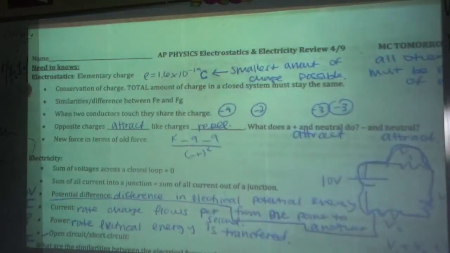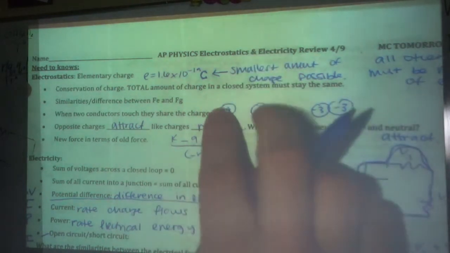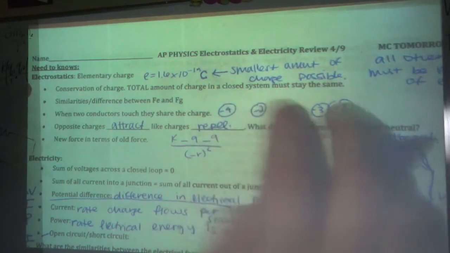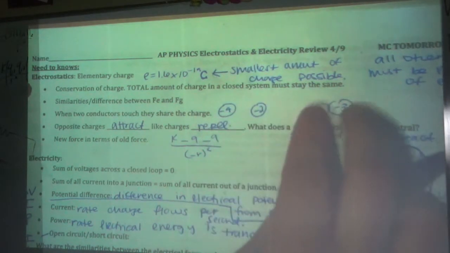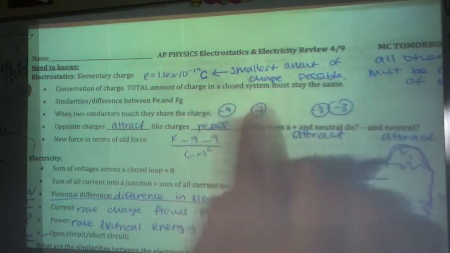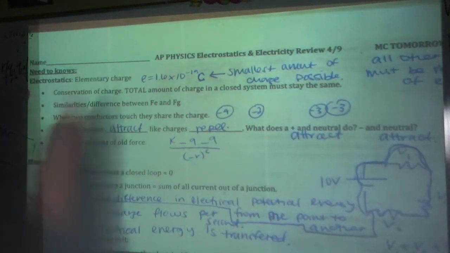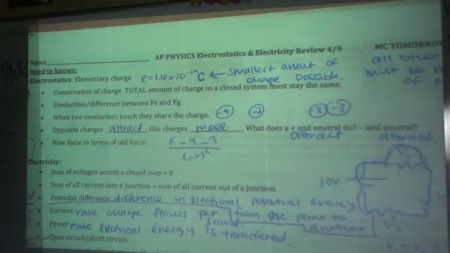The conservation of charge: the total amount of charge in a closed system must stay the same. So in an example like this one, I could have -4 and -2. They could touch, they could exchange some electrons, but when they balance out to -3 and -3, I still have a total of -6. The similarities and differences, that's actually a question, so we'll talk through that.